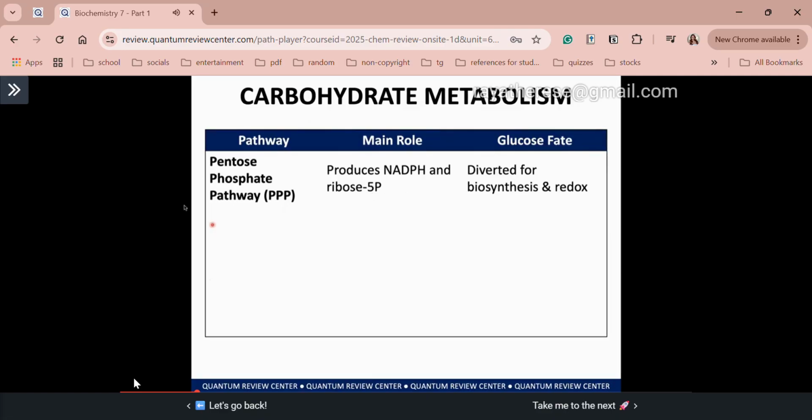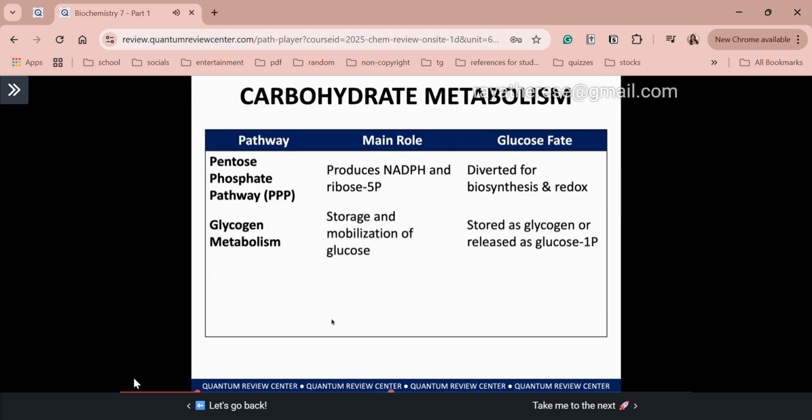Alright, so let's move forward to our next pathway here in carbs metabolism. That is your glycogen metabolism. What is the main role? Storage and mobilization of glucose. Class, again, we have two different pathways here as we have seen in our overview slides: glycogenesis for storage, and glycogenolysis for mobilization of glucose. So the glucose phosphate, in glycogenesis, is stored as glycogen, and in glycogenolysis, we release it as glucose 1P.